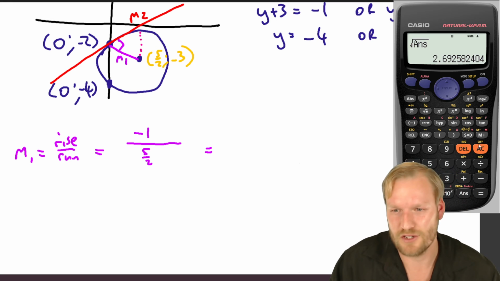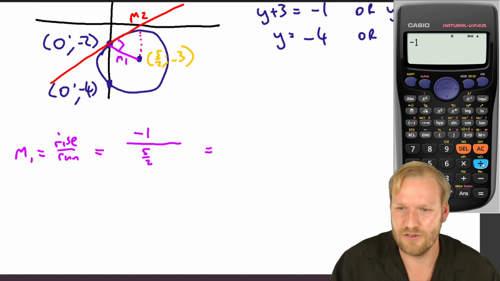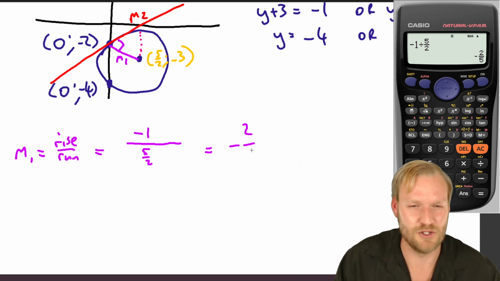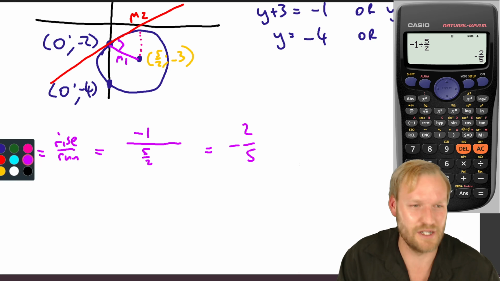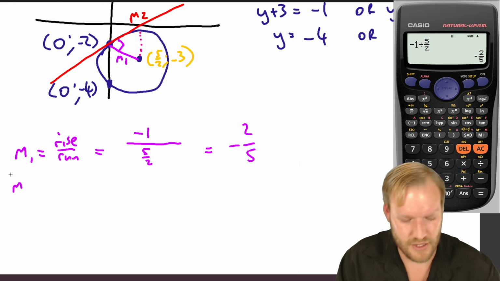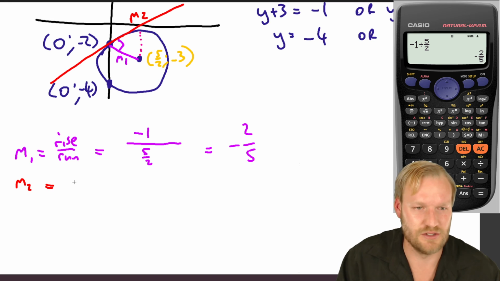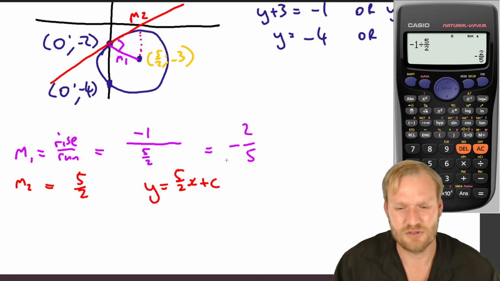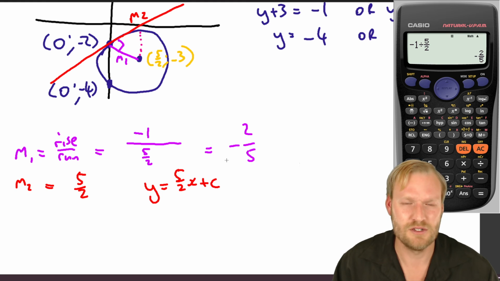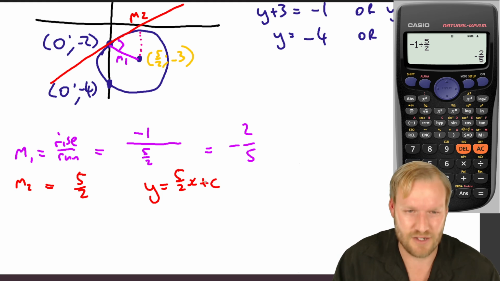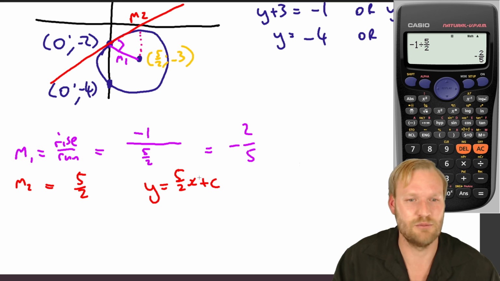You know what? Trusty calculator, right? -1 divided by 5 over 2 is -2 over 5. Maybe you saw that it was going to be that reciprocal already. Okay, so therefore the gradient of that tangent is 5 over 2. And we know that y equals mx plus c. Right, pause, breather, all good? Okay, so we've got y equals 5 over 2 x, and we just sub in that point there.